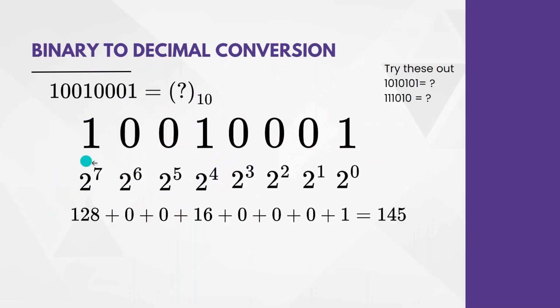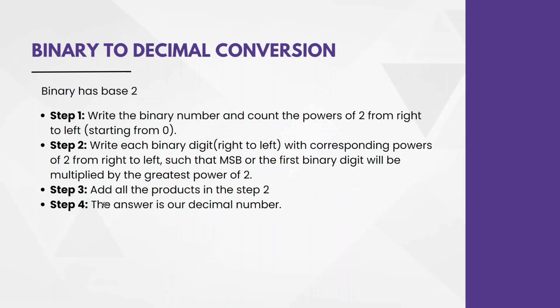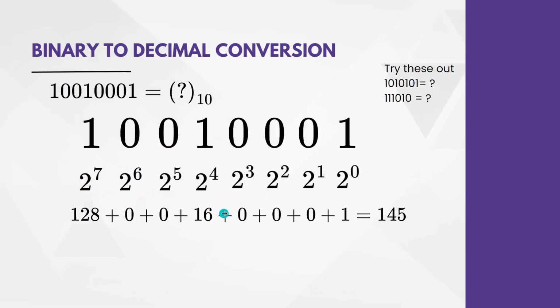So MSB is multiplied by the greatest power of 2. Among these, the greatest power is 7. So we have done that step. Now the next step is to add all the products from step 2, and the answer is the decimal number.